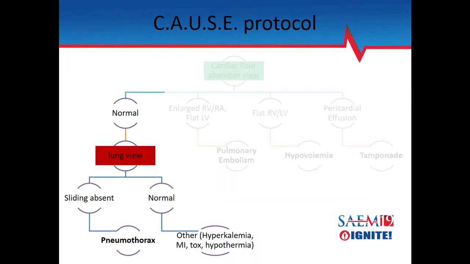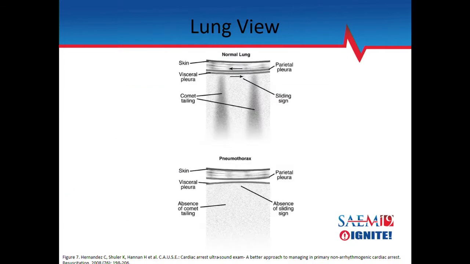The next step is to do the lung view. So in that, you're going to look for your normal lung sliding. If it's absent, you consider pneumothorax. If it's normal, then you start thinking about your other things, the toxicological, hyperkalemia, MI, hypothermia. So with the normal lung view, you'll have that good parietal to visceral pleural sliding, comet tails below that. Pneumothorax, you're going to see what we call the barcode sign, and you'll see absence of the comet tail, no sliding of the pleura.